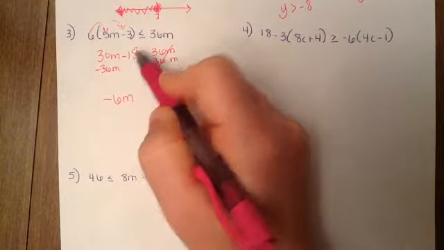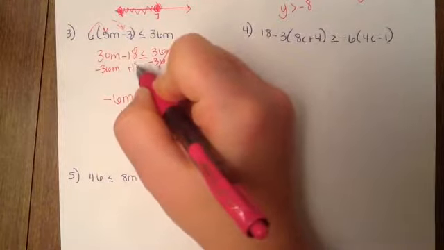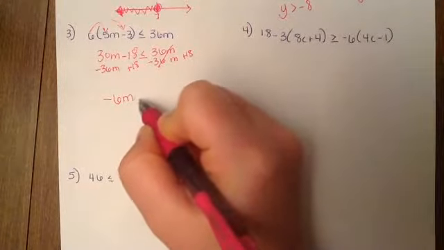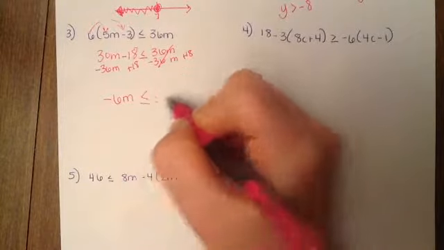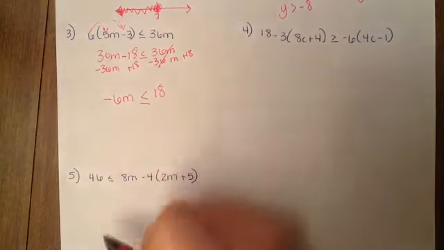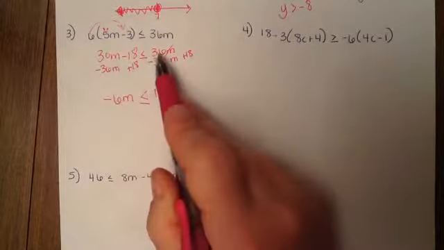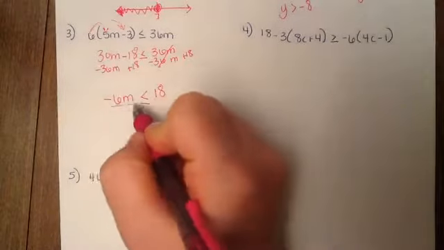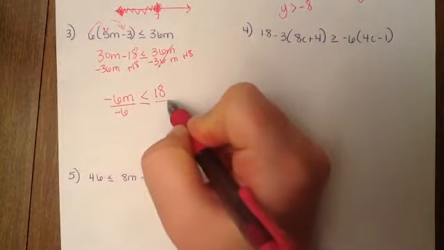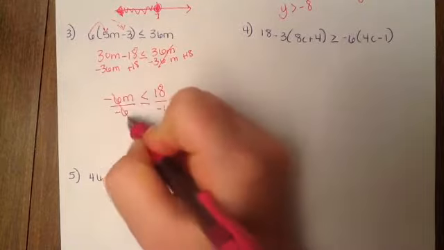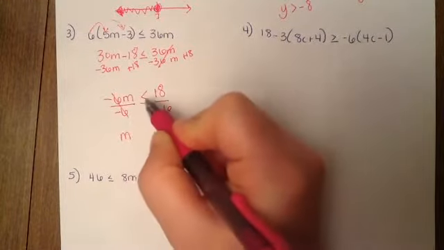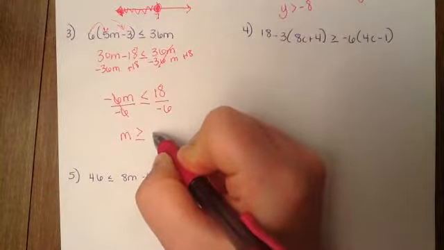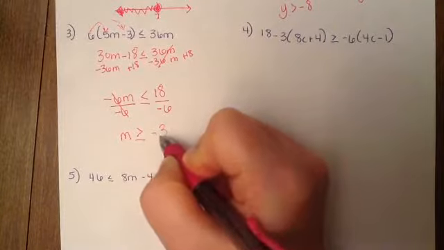How do I get rid of this minus 18? Plus 18. Negative 6m is less than or equal to 18. Could you have moved the 30m over? Absolutely. Lastly, divide by negative 6. If you divide by a negative, switch your sign. M is greater than or equal to negative 3.